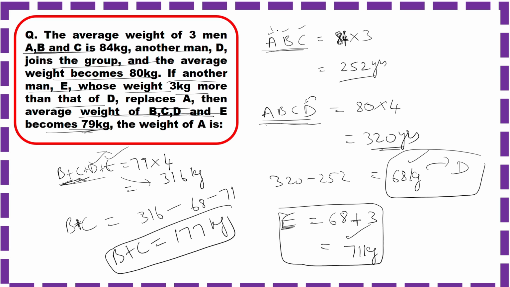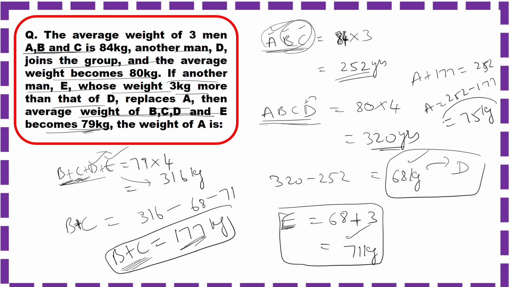See the initial statement, A plus B plus C. The combined weight of these three people is 252. And now we have arrived at B plus C. Just substitute this 177 here. So A plus 177 is 252. A is equal to 252 minus 177, that is equal to 75 kilos. This is the weight of A, right?